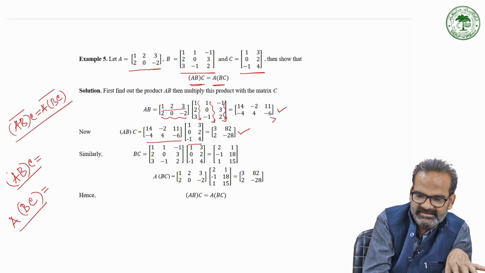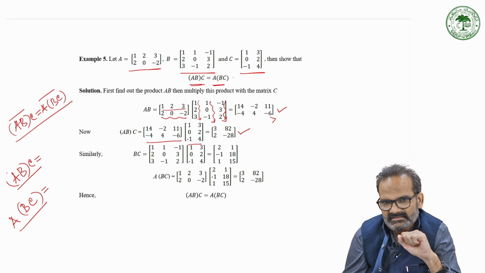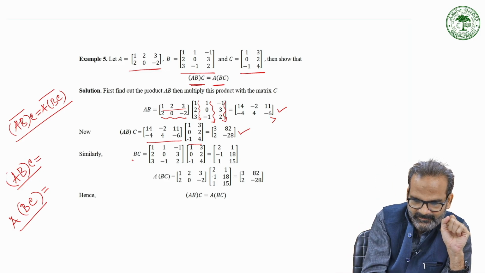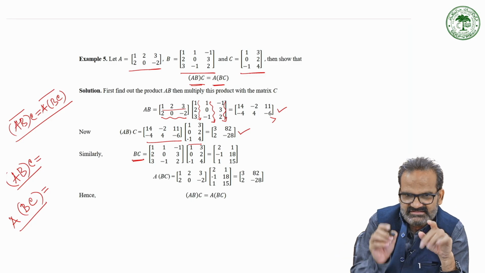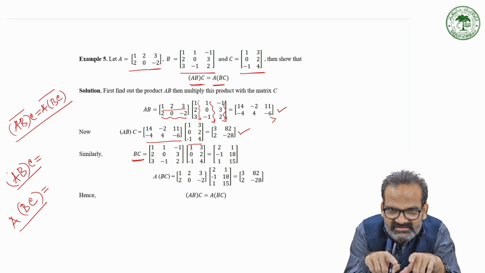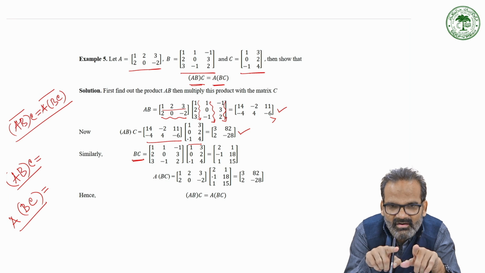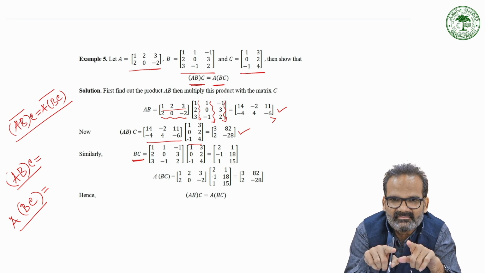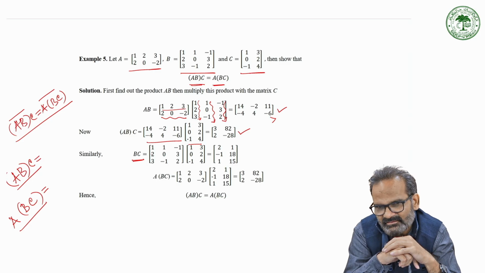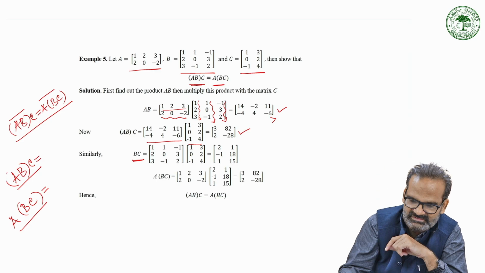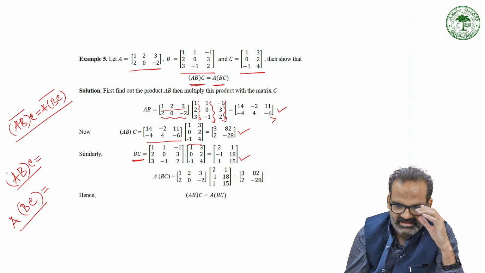Now, find out the right hand side. In right hand side, first calculate BC, that is when B and C are multiplied together. See, B and C are multiplied as usual, as I have explained many times. The first row of B should be multiplied with the first column, then the first row of B should be multiplied with the second column. Then take the second row of B, multiply it with the first column and then second column of C, and then take the third row of the matrix B and multiply it with the first and second column both. You will get the product as this.